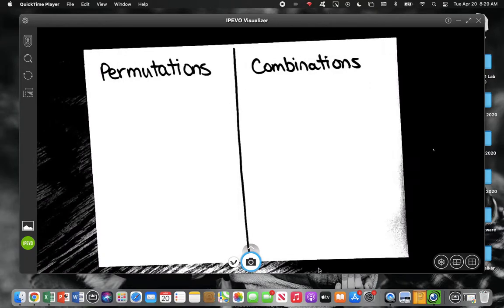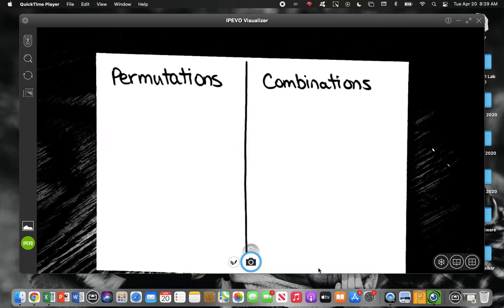So I want to make sure that you guys have these set up. These are the first two things that we covered in the statistics unit. So does anybody remember the difference between these two? And we'll say, whenever I gave you a situation, sometimes it was a permutation and sometimes it was a combination. What did we look for?